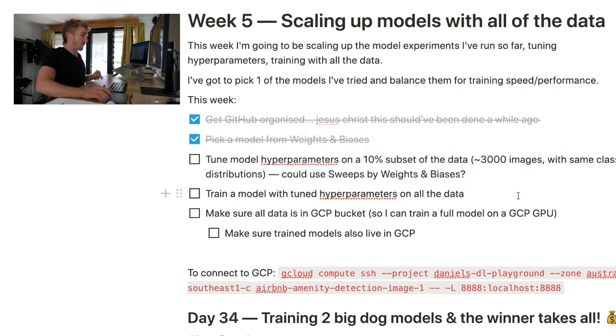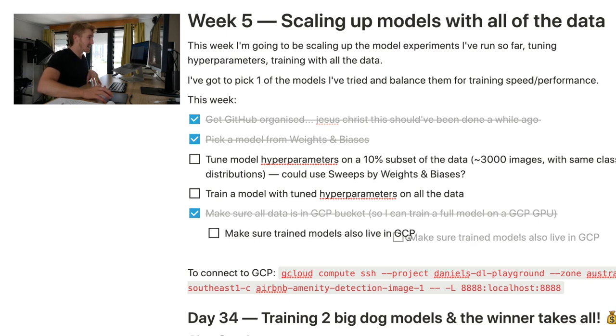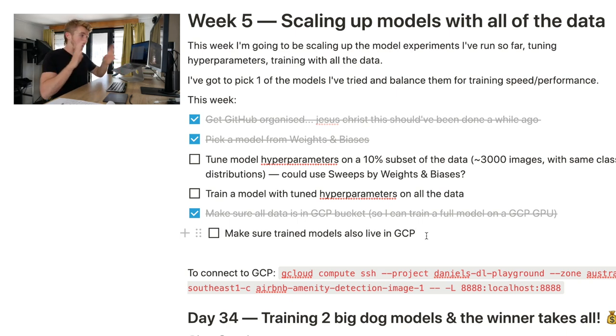Train a model with tuned hyperparameters on all the data. We did do some hyperparameter tuning, but again, it could be extended. Make sure all the data is in a GCP bucket. Make sure the trained models also live on GCP. So that is my next step to do, make sure all of my trained models and artifacts are living in Google Cloud Storage so I can access them later.